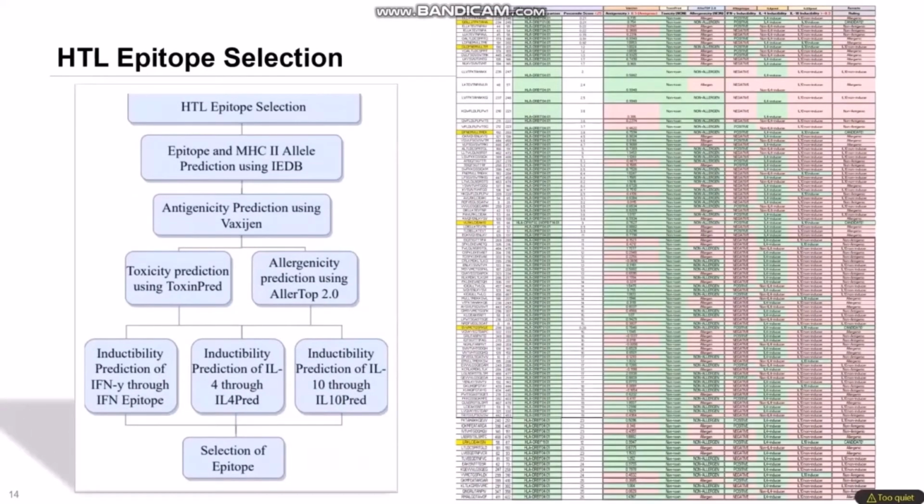For the HTL epitope prediction, within the 25 percentile rank, the IEDB MHC class II allele binding prediction identified 112 unique epitopes. Among them, 74 epitopes reached the VaxiJen antigenicity threshold of 0.5. The ToxinPred server determined that all 74 antigenic epitopes were non-toxic, and only 6 of them were considered non-allergenic by AllerTOP. After considering IFN-gamma, IL-4, and IL-10 inducibility, 5 epitopes remained that met all the requirements.